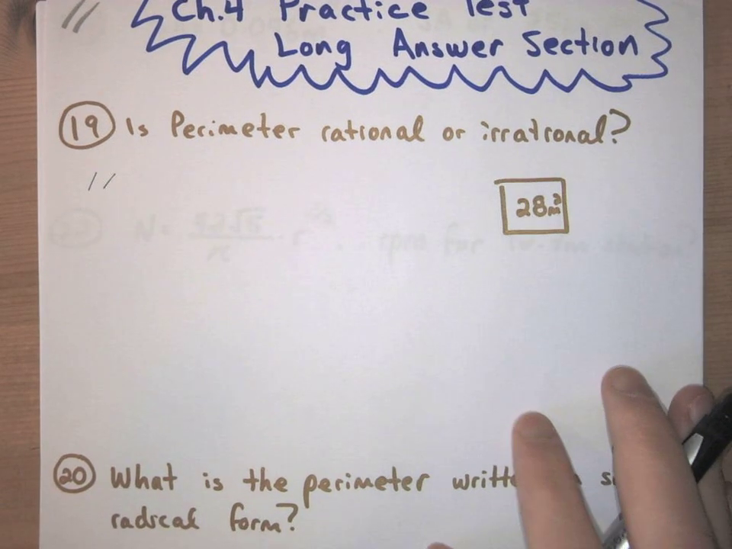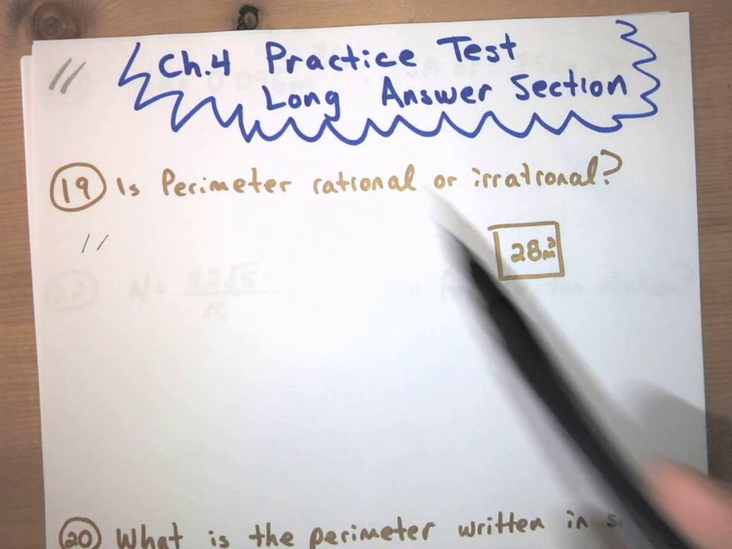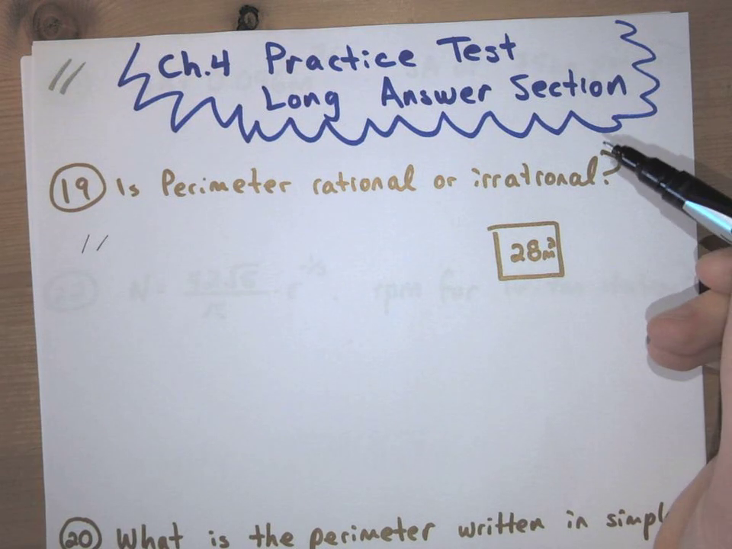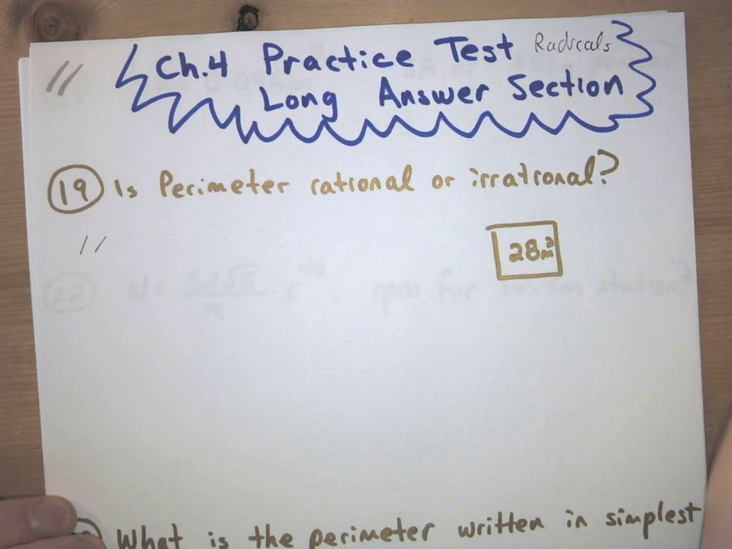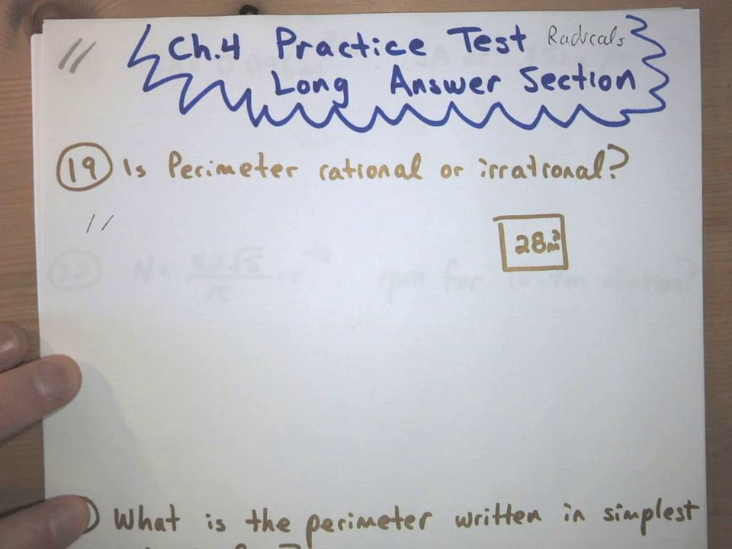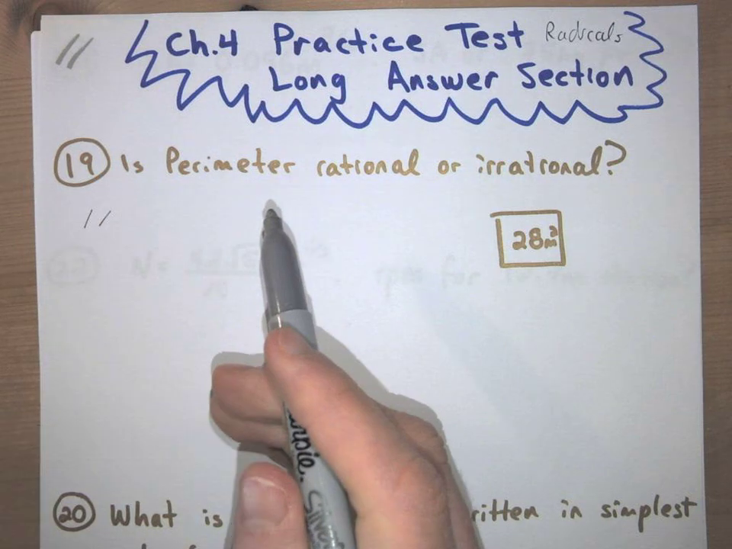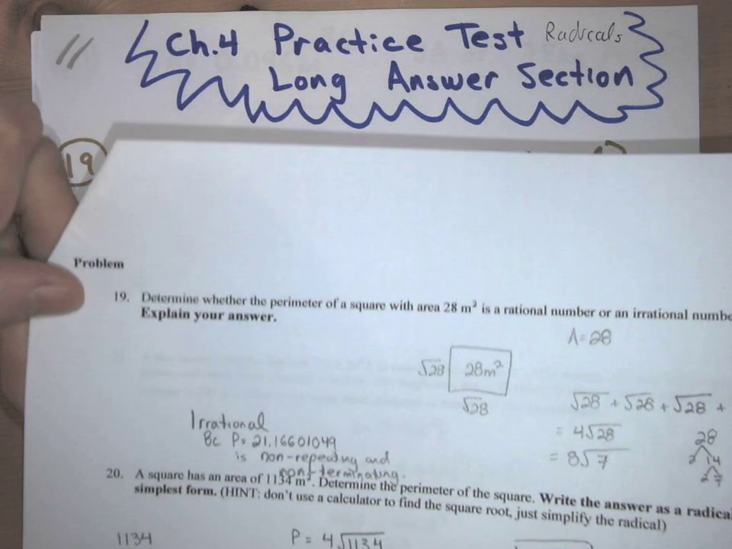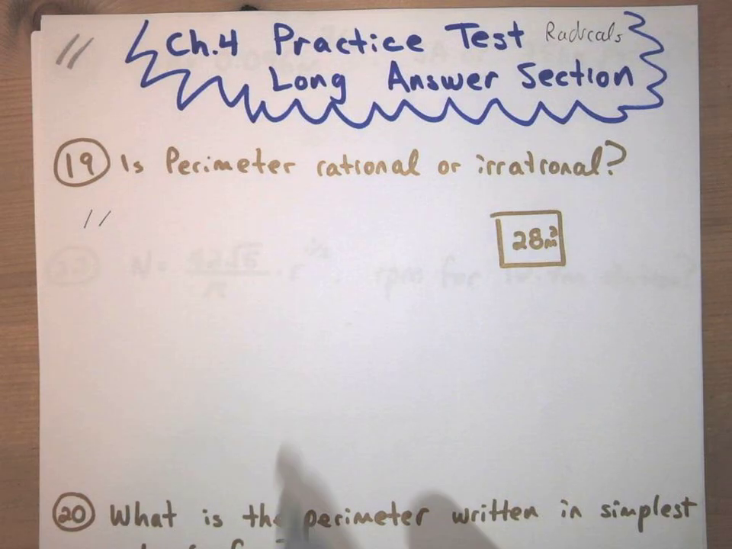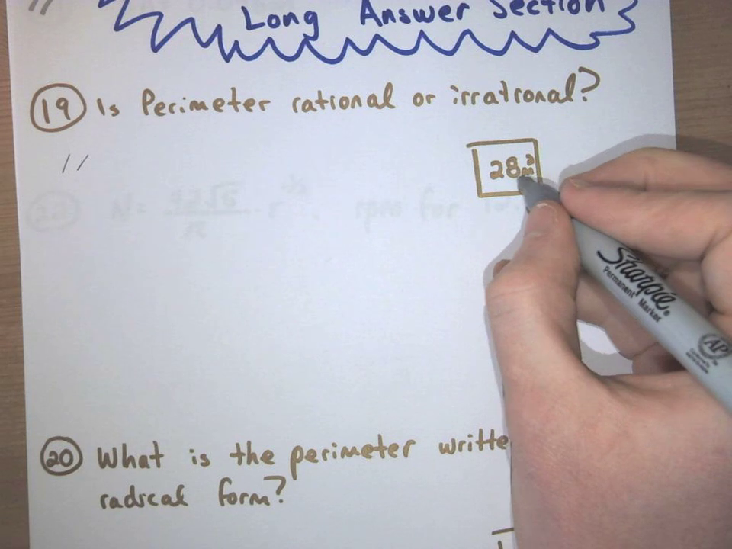Alright, good morning. So right now I'm going to go over the Chapter 4 Practice Test long answer section for radicals. Alright, so this pen might actually work better. Question 19 is perimeter rational or irrational? So this is what your page should look like without the writing. So is the perimeter rational or irrational if the area is 28 meters squared?